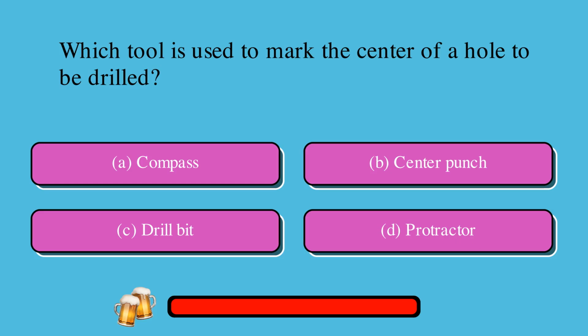Which tool is used to mark the center of a hole to be drilled? Is it A. Compass, or B. Center punch, or C. Drill bit, or D. Protractor? The correct answer is B. Center punch.